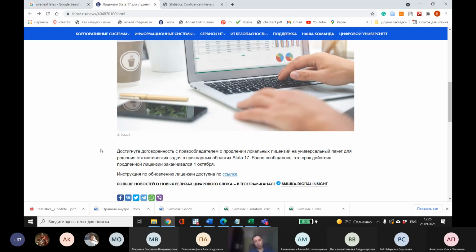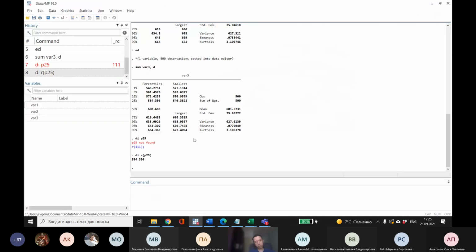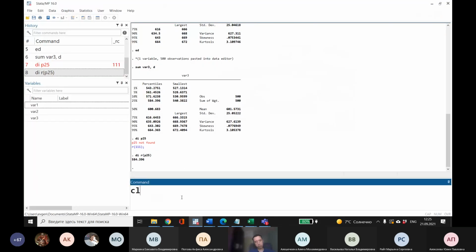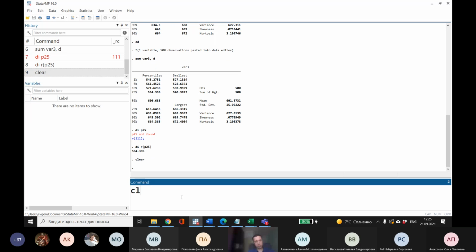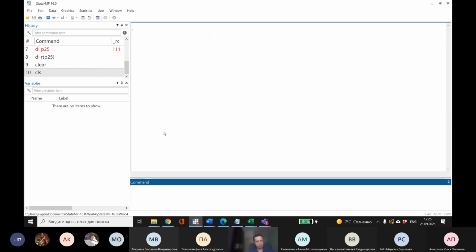A couple of words about Stata. Stata is one of the most popular programs in data analysis. This is Stata, it looks like this, and we will use it a lot in our course. Well, why Stata? Why not R, not Python?